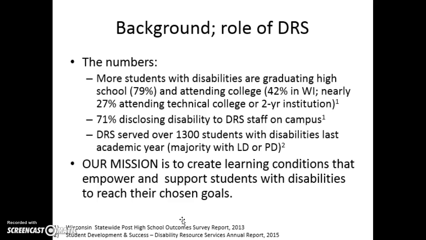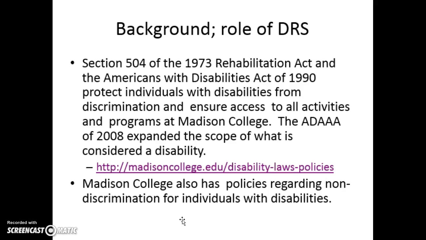Our mission is to create learning conditions that empower and support students with disabilities to reach their chosen goals. We have a number of laws that support that. Section 504 of the 73 Rehabilitation Act and the Americans with Disabilities Act of 1990. These protect individuals with disabilities from discrimination, and the key point, ensure full access to all activities and programs at Madison College. The Americans with Disabilities Act, as amended of 2008, expanded the scope of what is considered a disability, and thus why we're seeing more and more students with disabilities in our classrooms.